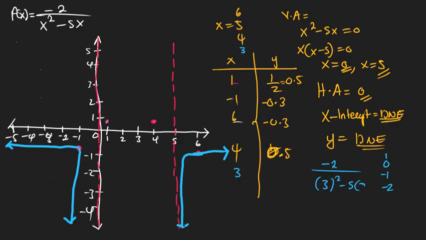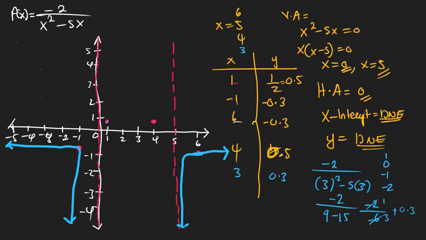Let me first try 3 up. So I'll have a negative 2 over, you'll have a 9, 15. So negative 2, what is 9 minus 15? Negative 6. So this will be 1 over 3, which is negative 0.3, so which is positive 0.3. So if I put a 3 there, it will be 0.3.